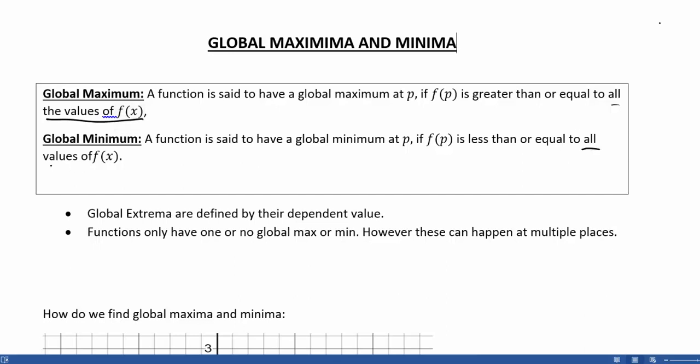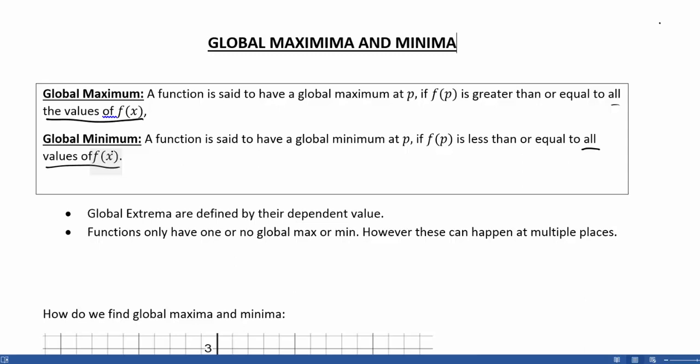Now, this definition may sound familiar. It sounds very much like our definition for local maximums and local minimums. The key difference is this word, all values. Remember, when we talked about local maximums and minimums, we talked about being near p. However, in global maximums and global minimums, we are comparing values to all values of f of x. So wherever our function is defined, every single value is considered, and we're looking for the largest dependent value to find our global maximum and our smallest dependent value to find our global minimum.